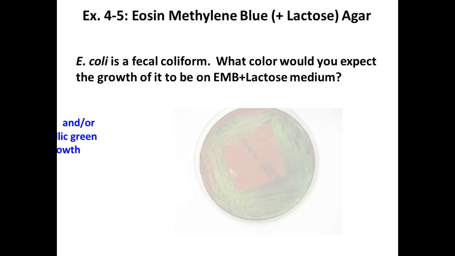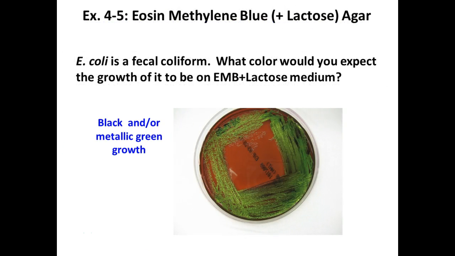All right, so E. coli, as we said, is a fecal coliform. The reason why this one is my favorite is the discolorization that happens to it as it grows on EMB, as it produces a large amount of acids, because it's a very strong lactose fermenter.